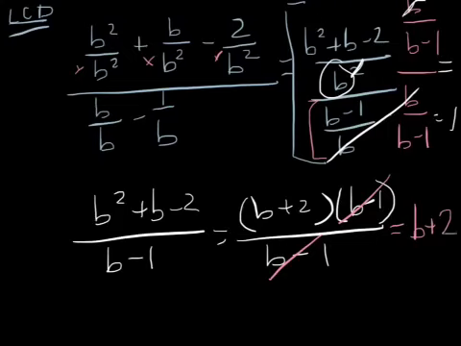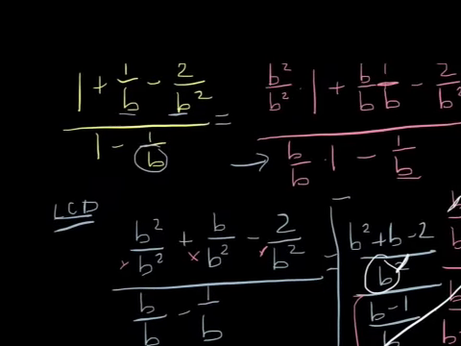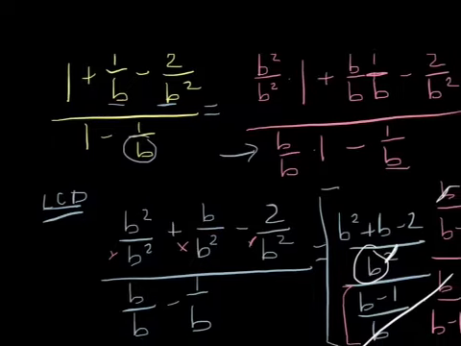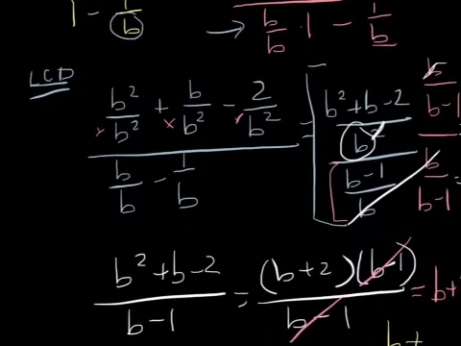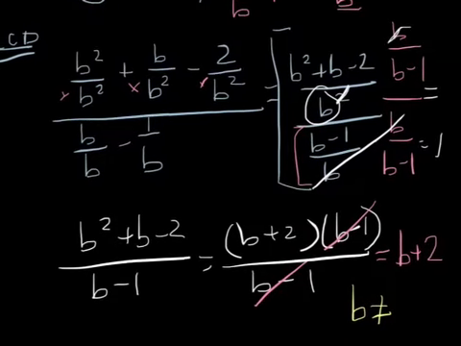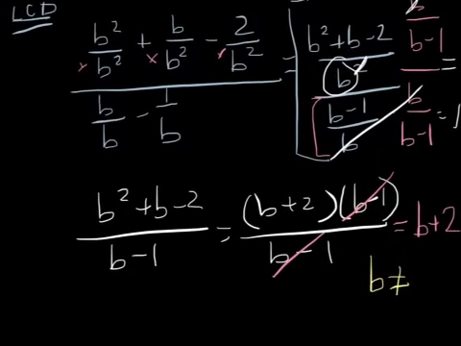Am I finished? You're right, I'm not. I need to list my restrictions. What can b not be equal to? Well, let's go back to the beginning of the problem. B cannot be 0 over here or over here. Is there anything else that's ended up in a denominator that b cannot be?